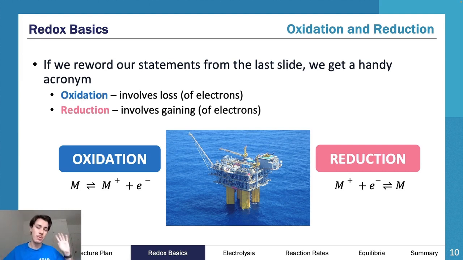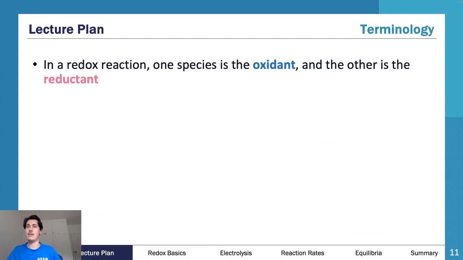It's good to know your basic structure of half equations. So I use M as like molecule. Molecule goes to molecule ion plus electron, and that gives you oxidation, whereas reduction is the opposite. You get your molecule ion plus your electron goes to your molecule. So OIL RIG is your acronym.